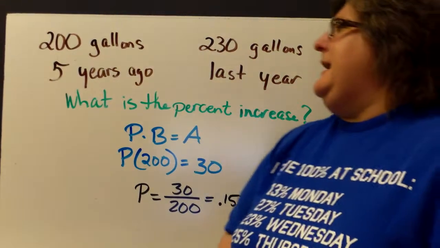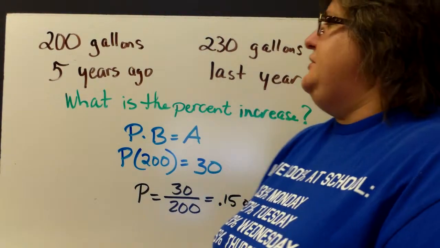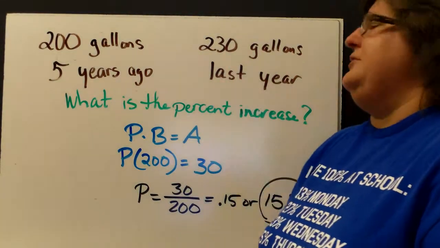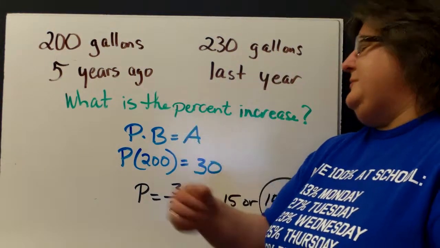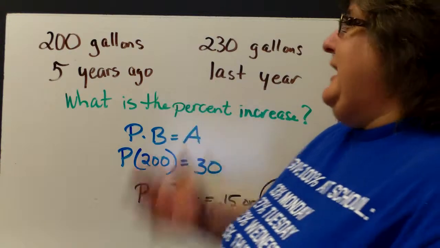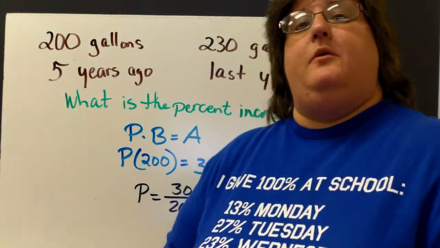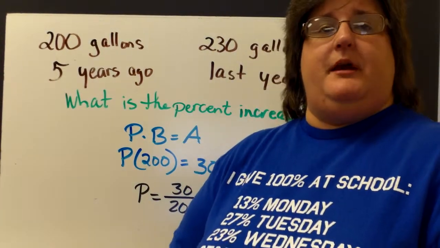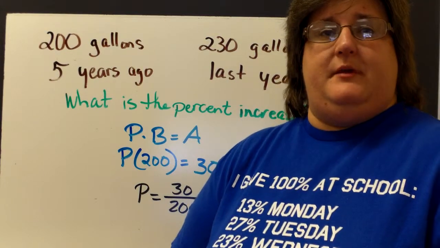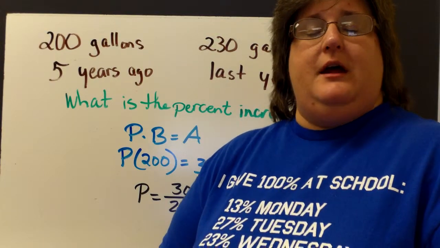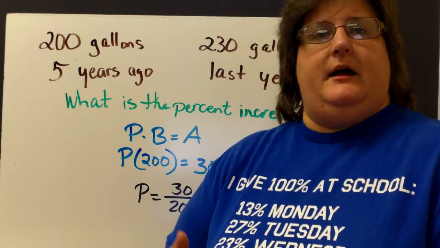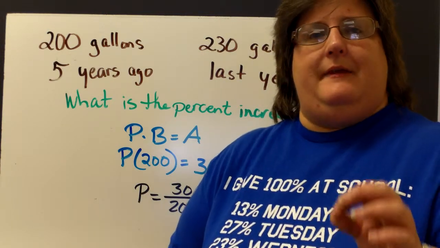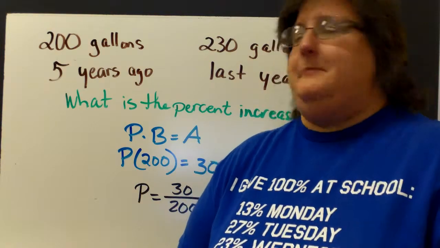So let's say that 5 years ago you used 200 gallons of gas. Last year you used 230 gallons of gas. What is the percent increase? I know that it changed 30 gallons, but what percentage is that? Remember, everything is relative. Maybe it changed 30 gallons, but you only used maybe 30 gallons. It really makes a difference. Maybe you used 1,000,000 gallons. That's why you need to know what that base is.